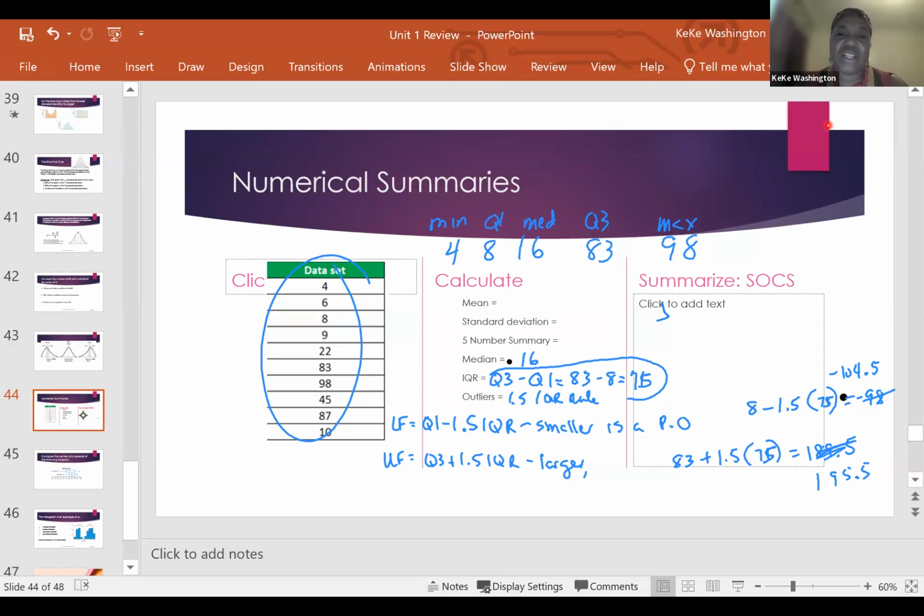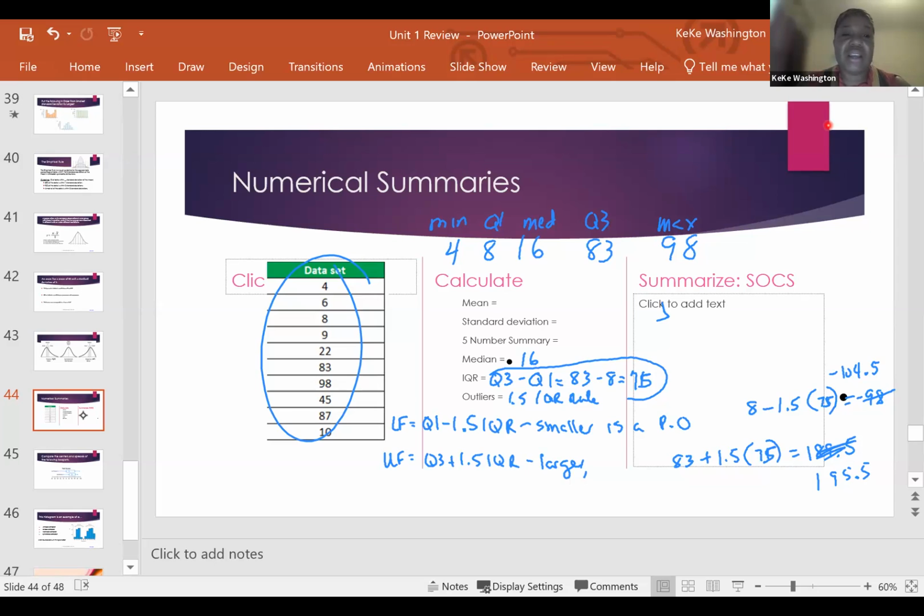Well, because it was right skewed, the best measure of center is the median. So that represents our typical value. And then spread, the best measure of spread is the IQR, which represents the middle 50% of the data.